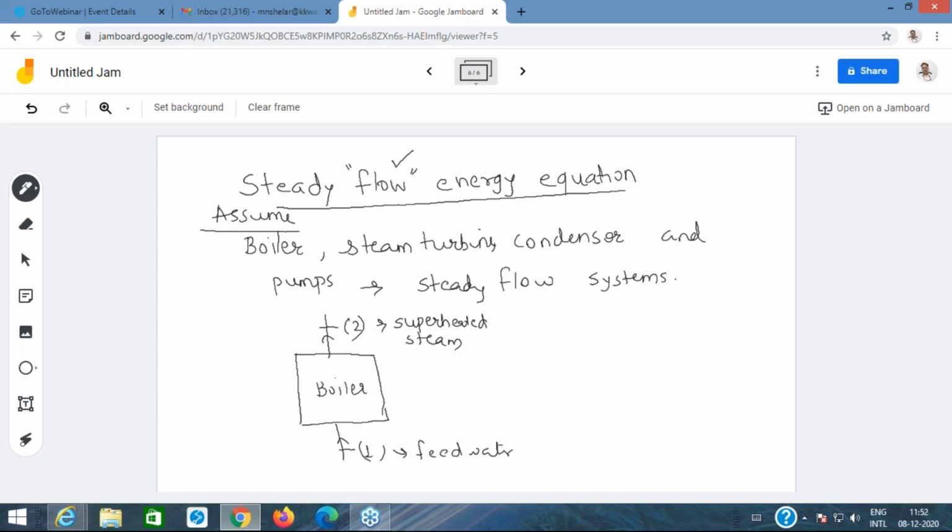So what is the direction of the heat transfer? Whether it is from the system to the surrounding or from the surrounding to the system. What is the direction of heat transfer in the boiler? Any answers? No, you're wrong. It is from the surrounding to the system. You are supplying heat to the boiler.